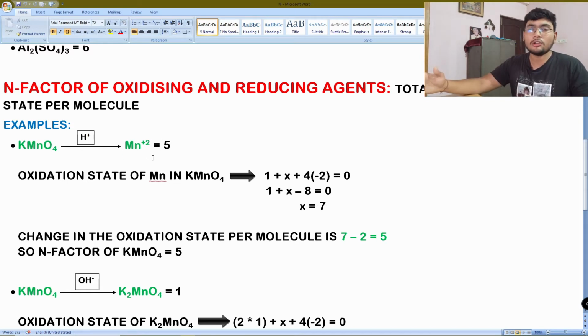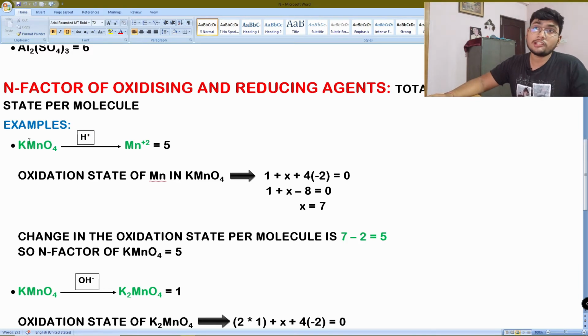I have not written the whole reaction because we are only considering determining the change in oxidation state. We know that potassium permanganate in acidic medium reacts and forms a Mn+2 type of compound. So we can easily determine the change in oxidation state. In Mn+2 the oxidation state is +2. Now what is the oxidation state of manganese in potassium permanganate? Let us calculate that, then only we will be able to calculate the change in oxidation state, right?